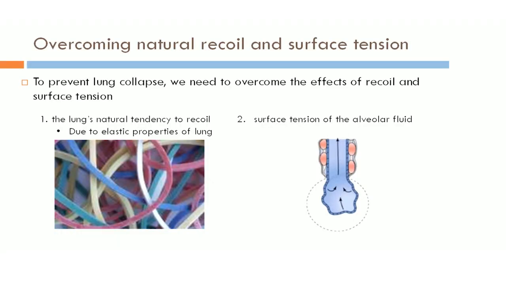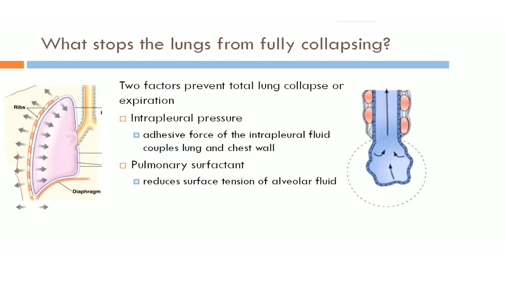So to prevent the lungs from collapse, we need to overcome the effects of recoil and surface tension. So basically we need to stop the lungs from drawing in due to the elastin, and we need to somehow prevent the lungs from totally collapsing due to surface tension created by the water molecules that line the internal surface of the alveolus. How do we do this? Well, there are two ways this can be done.